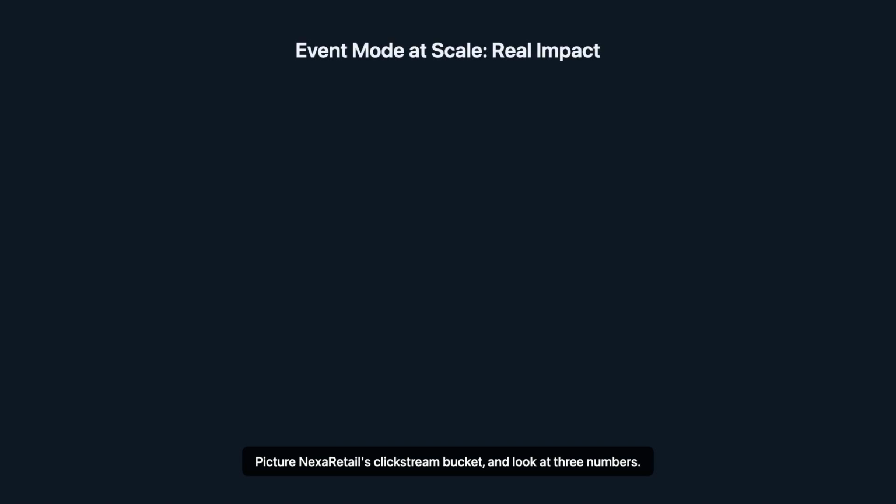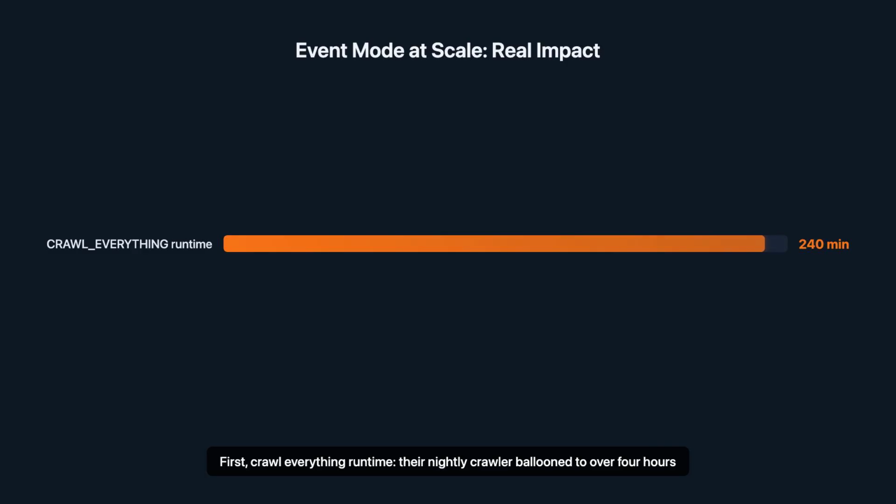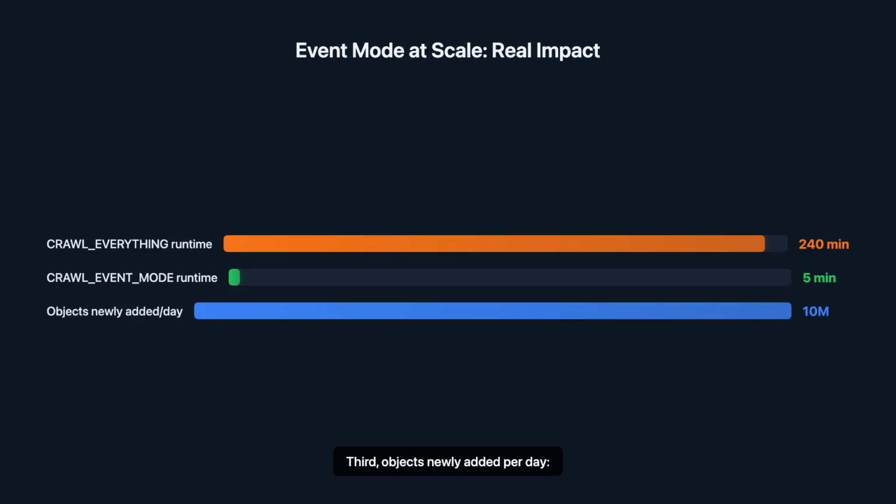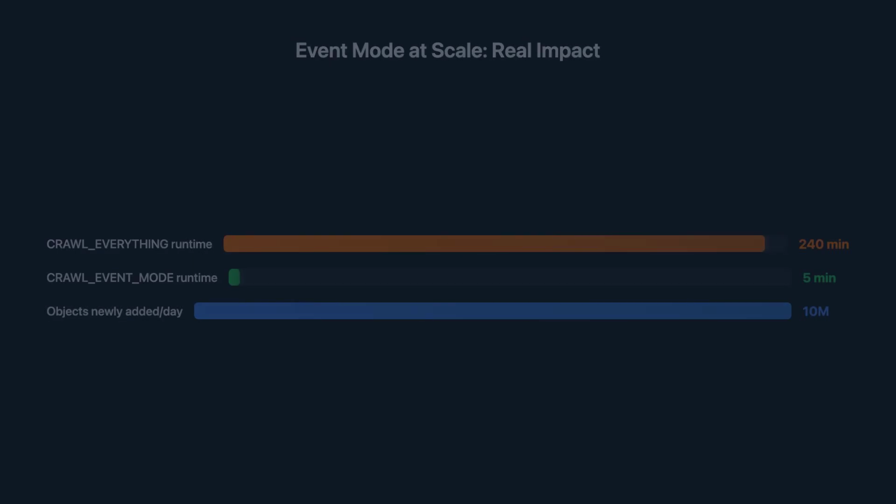Picture NexaRetail's clickstream bucket and look at three numbers. First, crawl everything runtime. Their nightly crawler ballooned to over 4 hours and started timing out completely. Second, crawl event mode runtime. After switching with S3 events feeding into SQS, the same crawler finished in under 5 minutes. Third, objects newly added per day, around 10 million new objects landing in that bucket. That's the scale driving these numbers. Same data, same catalog updates, just a smarter way of figuring out what changed. That's the kind of cost and performance win the exam loves to test.